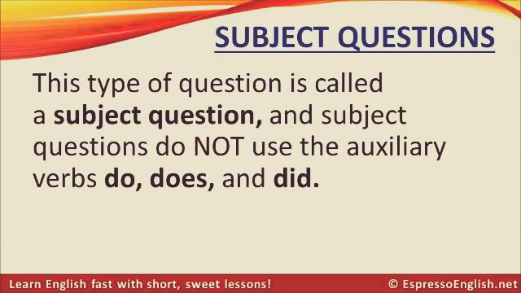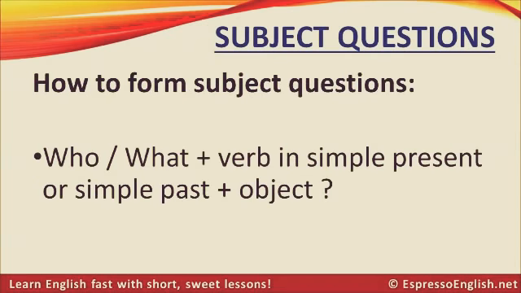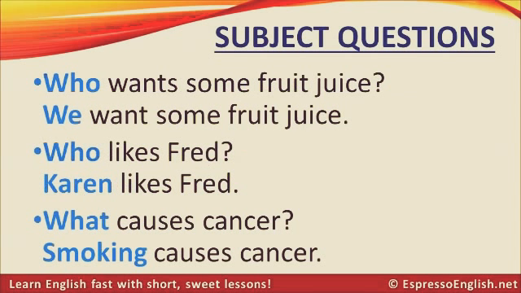This type of question is called a subject question, and subject questions do not use the auxiliary verbs do, does, and did. To form a subject question, use the question word who or what, plus the verb in the simple present or simple past, plus the object. Let's look at some examples.